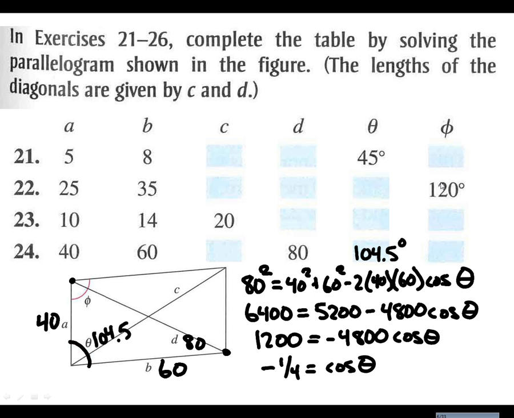All right, the one thing that we know about the two adjacent angles in any parallelogram is that they add up to 180. So we can say 180 minus 104.5. And we get 75.5. That'll be our other angle. And we still need to find out C here.